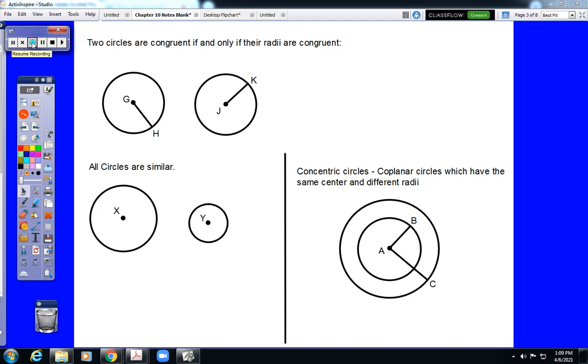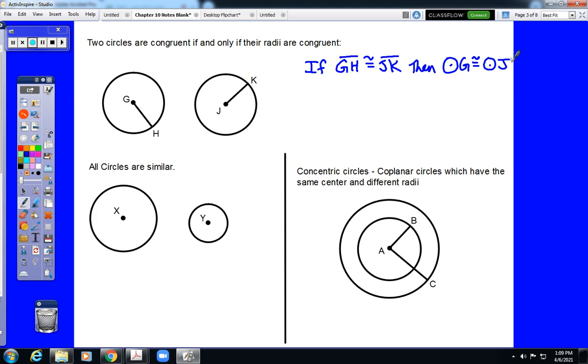Okay. A little bit more vocabulary stuff. 2 circles are considered to be congruent if and only if their radii are congruent. So if GH is congruent to JK, then circle G is considered to be congruent to circle J. The opposite would also apply. The converse, if you will, would also apply.